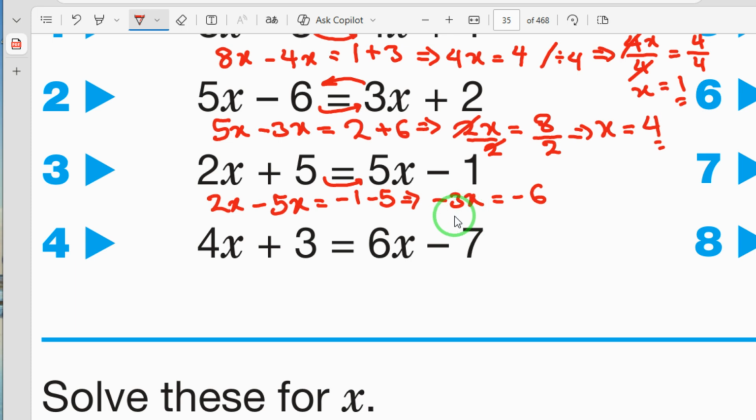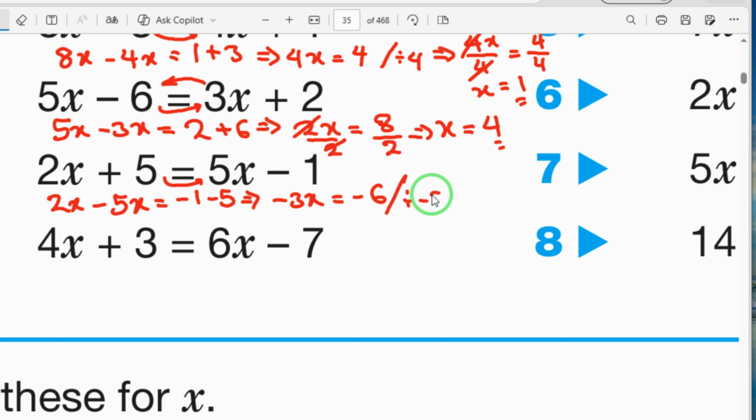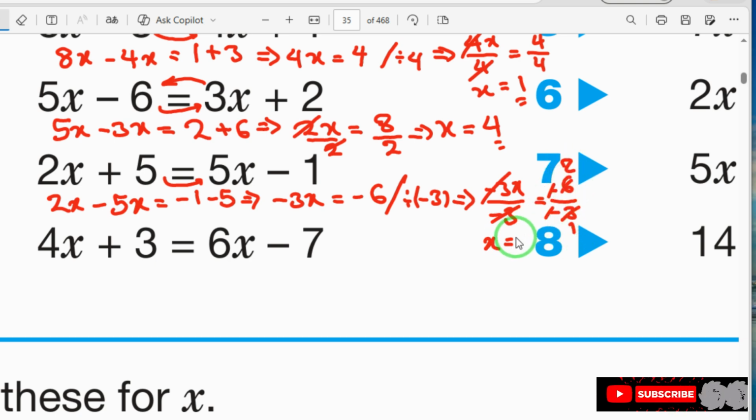Then we divide both sides of the equation by minus 3. Here we write minus 3x divided by minus 3 equal to minus 6 divided by minus 3. Here we simplify, just only remain x equal to negative. We simplify by negative. 1 times of 3, 2 times of 3 is 6. So the answer is x equal to 2.